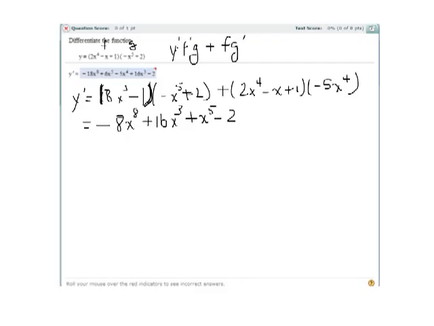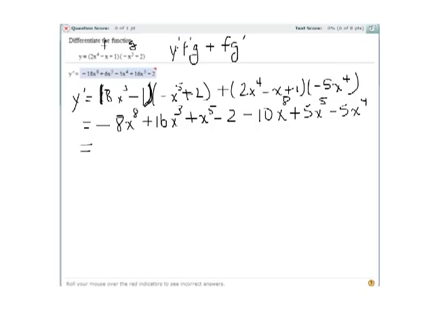Okay, now I'm on to the next set here. 2x to the fourth times negative 5x to the fourth is going to be negative 10x to the eighth. Negative x times negative 5x to the fourth will be positive 5x to the fifth. And positive 1 times negative 5x to the fourth, oops, sorry, I made a mistake there. That should be a fifth power. Positive 1 times negative 5x to the fourth is negative 5x to the fourth.